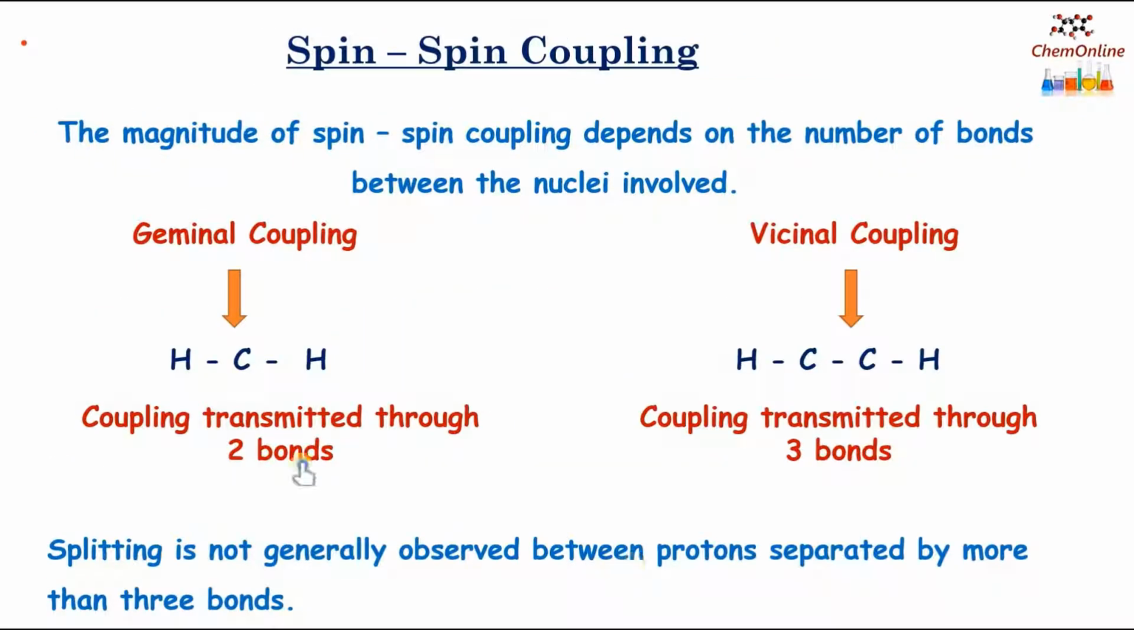The magnitude of spin-spin coupling depends on the number of bonds between the nuclei involved. If the coupling is transmitted through two bonds, as it is shown here, it is called geminal coupling. The spin of the proton on the left is transmitted through these two bonds and will interact with the spin of the proton shown on the right. So such a coupling is called geminal coupling. And if the coupling is transmitted through three bonds, then it is called vicinal coupling. And generally, splitting is not observed between protons separated by more than three bonds.